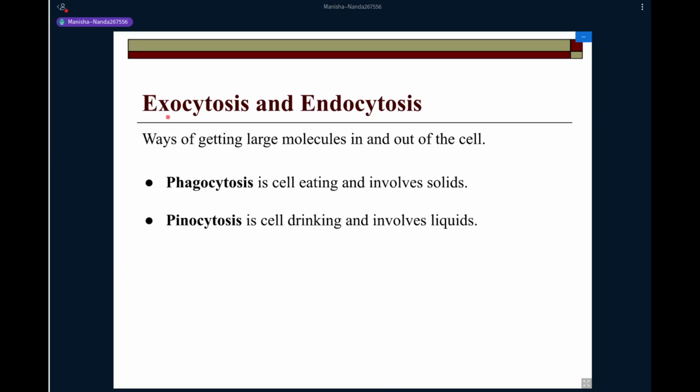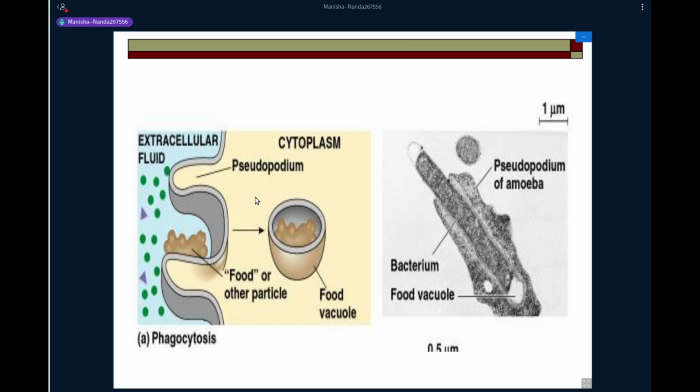Exo means to exit, so something which is transported outside the cell follows exocytosis, and endo means something is moving inside the cell. We have already discussed this in detail, but since we are talking of transport across membrane, we must talk of these two terms.